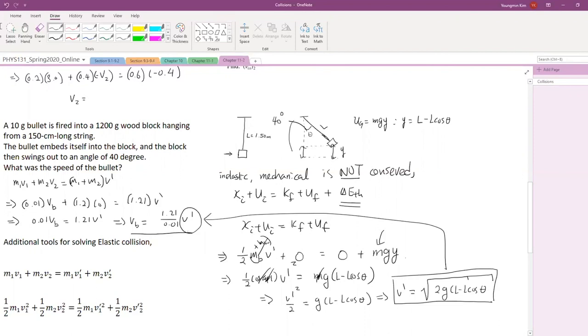All of the kinetic energy went into potential energy raising this wood block plus bullet to a height of y. And this height of y is, of course, described as L minus L cosine theta. And then you can finally describe the V prime in terms of the parameters that we know. And then you can plug that V prime back in and finally write down the initial velocity of the bullet.